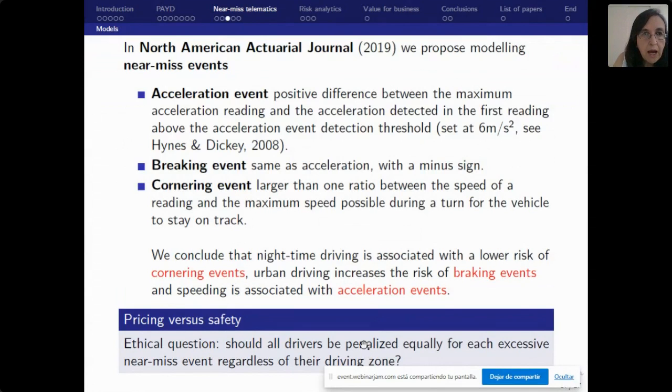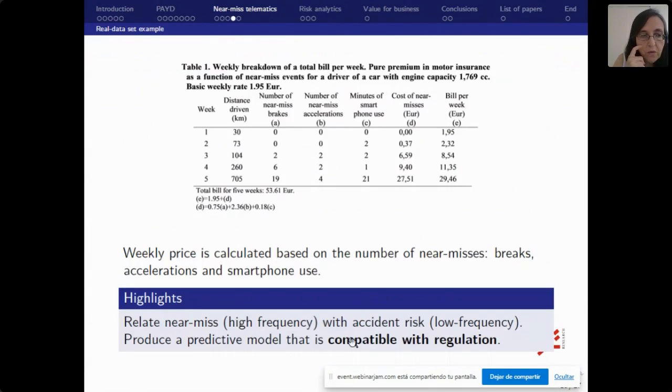I'm going to show you one of the recent things that we have done, and this is an example. Table one is an example of what the insurance bill could look like in the future if this near-miss concept is introduced. Here you have 5 weeks, from week 1 to week 5. The distance driven is increasing, but distance driven is not really introduced in the model. You have the number of near misses of the 3 types. Here we have considered brakes, acceleration, and phone use, because we consider that using the smartphone while driving is dangerous. And then there is a price to be charged for each of those.